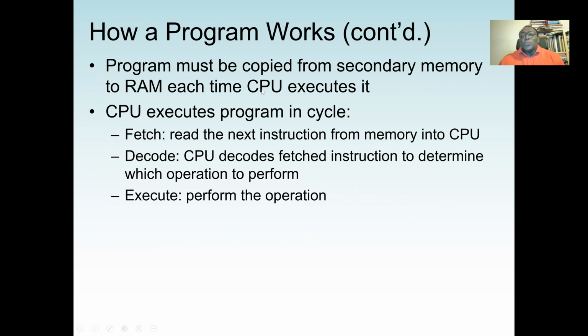Also, a program must be copied from secondary memory to RAM. As we mentioned earlier, random access memory is where we always do our work from. So when I start any program, the program must be loaded to the RAM. And from there, during execution, the data will be sent from the RAM to the CPU.